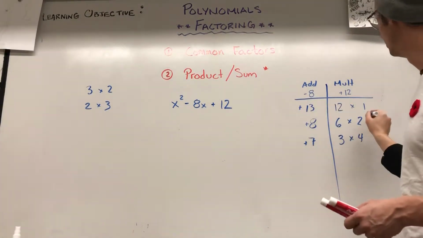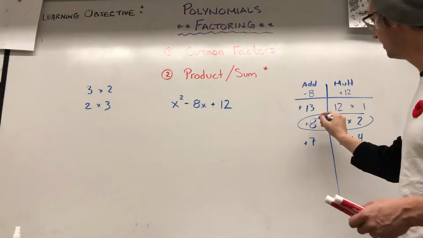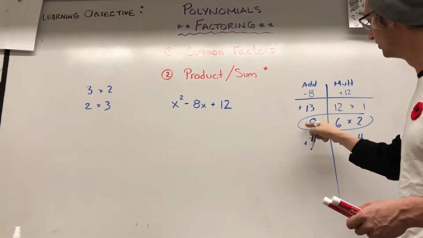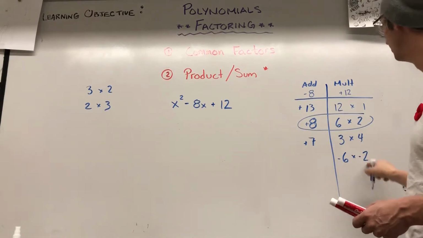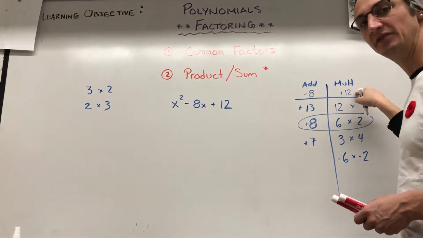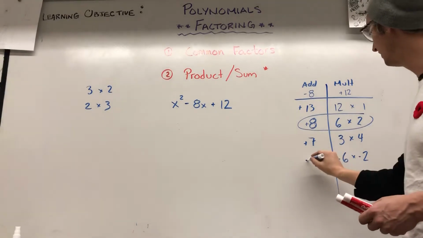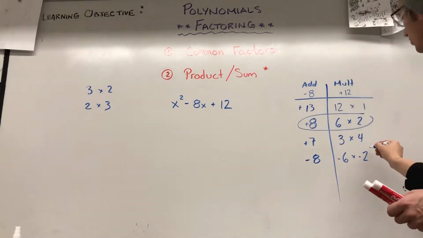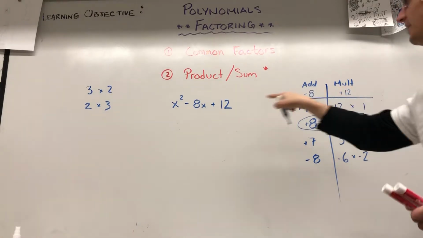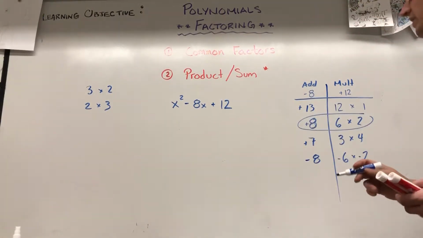And so I'm going to use the 6 and the 2 because they gave me the right magnitude of this number, just the wrong sign. So if I did negative 6 times negative 2, that's going to give me positive 12, and when it adds, it's going to give me negative 8, which is exactly what I want.